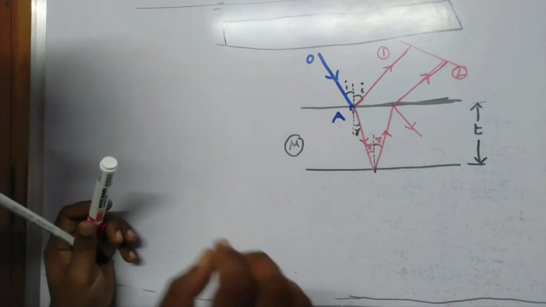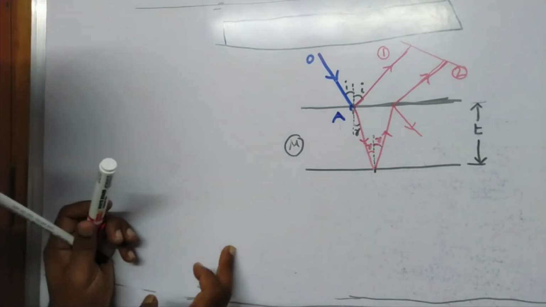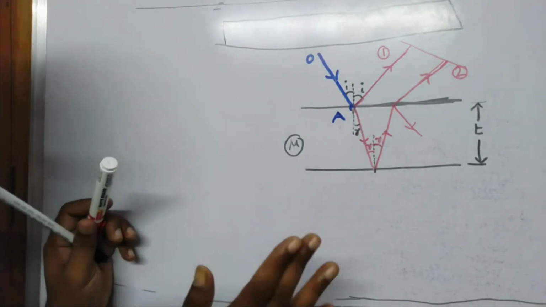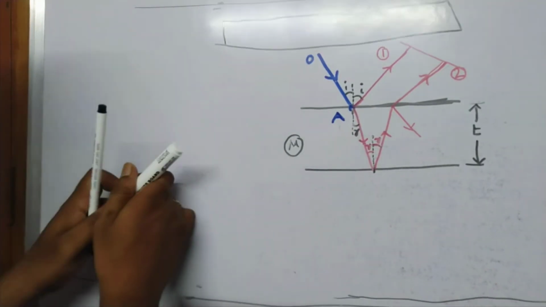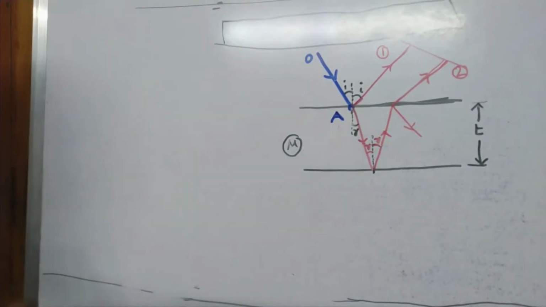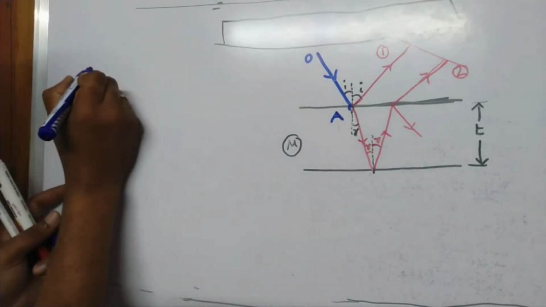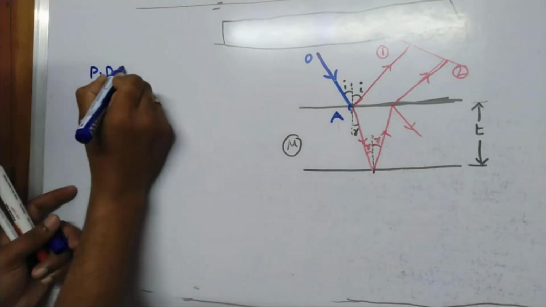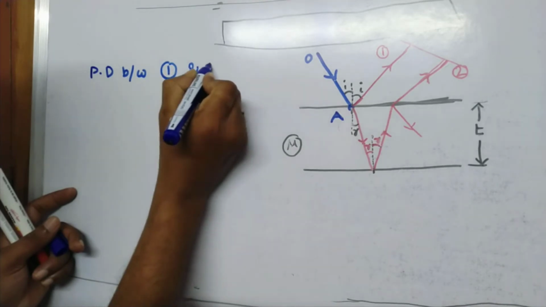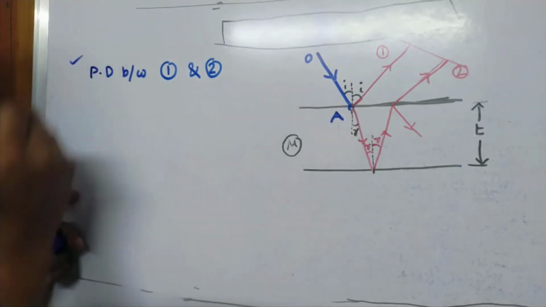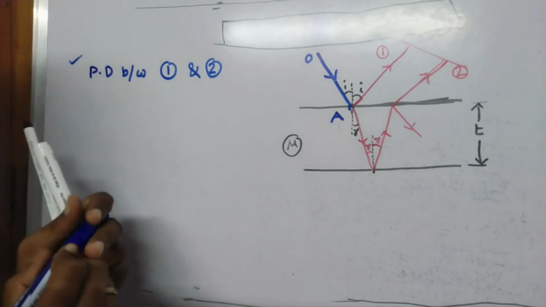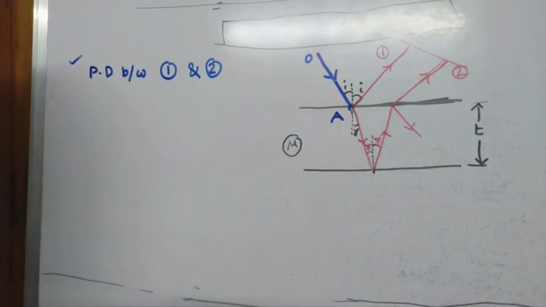Now if you want to find the conditions for the interference pattern, you have to know the path difference between ray 1 and ray 2. So this is our aim, and this we have to find. In order to find the path difference, let us do something geometrically.